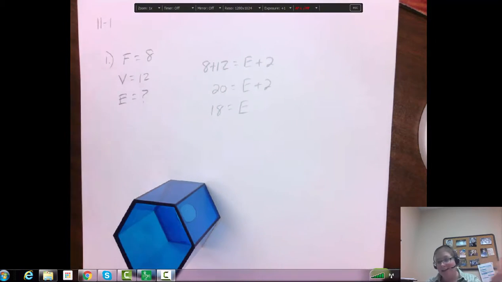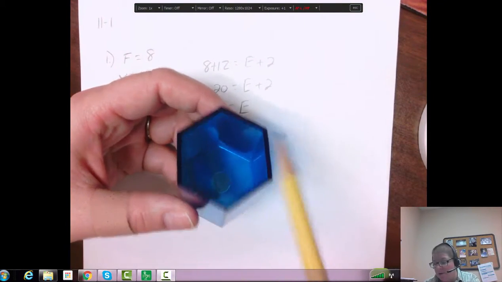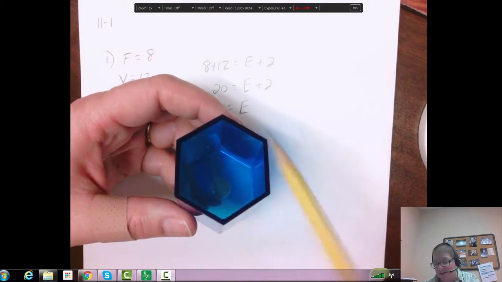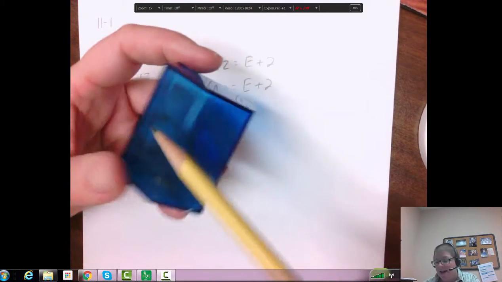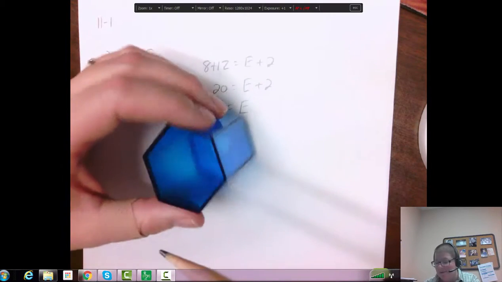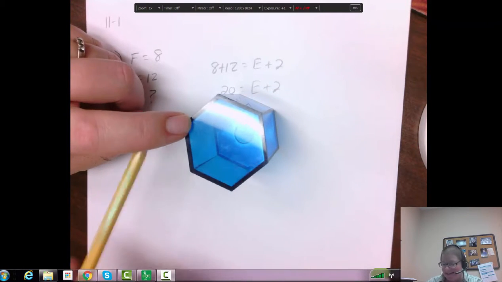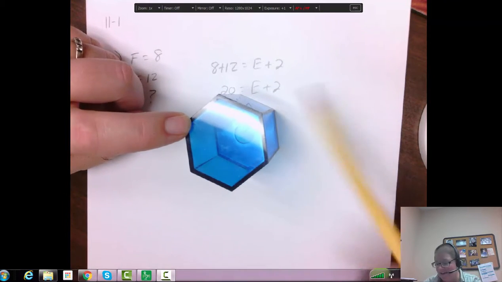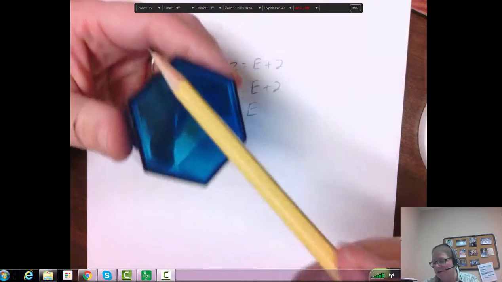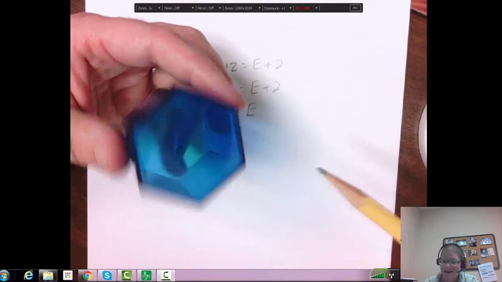I could also count those. It'll take a while, but that's okay. 1, 2, 3, 4, 5, 6. 6 here. 7, 8, 9, 10. I might count these wrong. Let me make sure I mark this one. Okay, so 6, 7, 8, 9, 10, 11, 12, 13, 14, 15, 16, 17, 18. That's how you can see the 18 edges.